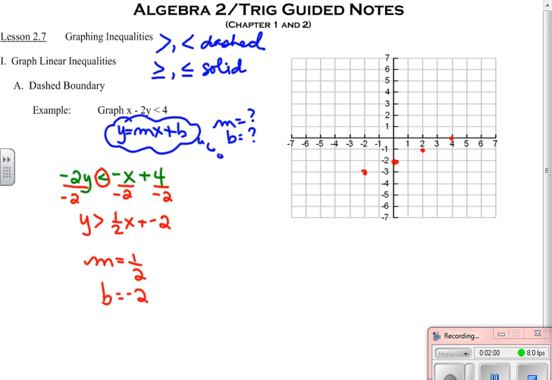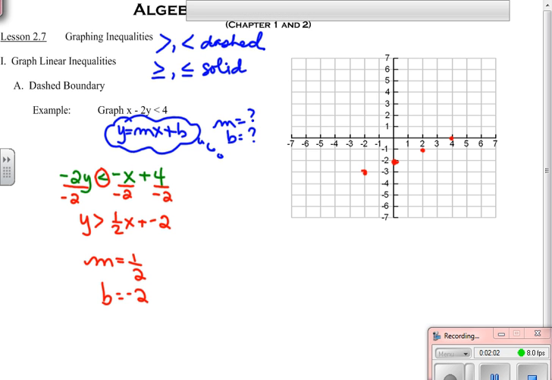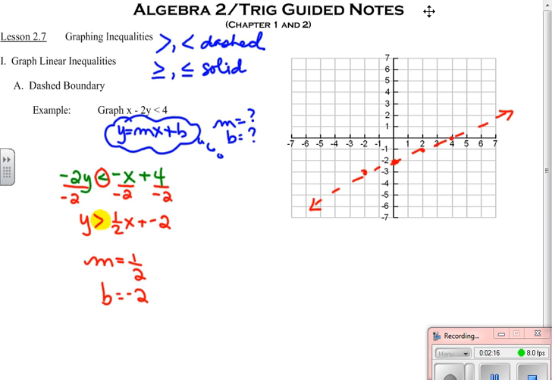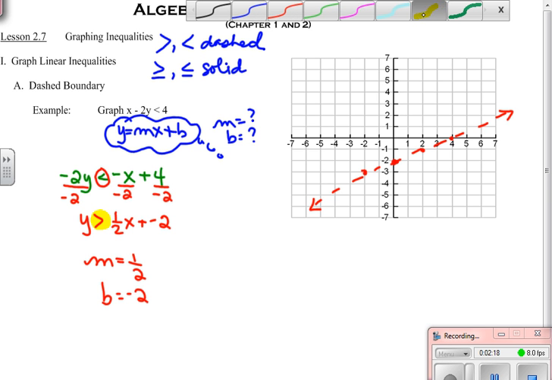Now I have a greater than, so that means I'm going to have a dashed line, and so my line is going to come through like this. Now this is where I have to figure out, does this top half of the graph here make it true, or does this bottom half of the graph make it true? Half of it will make it true or not.